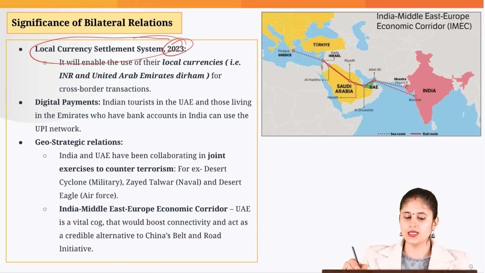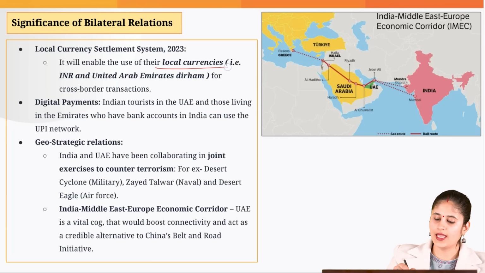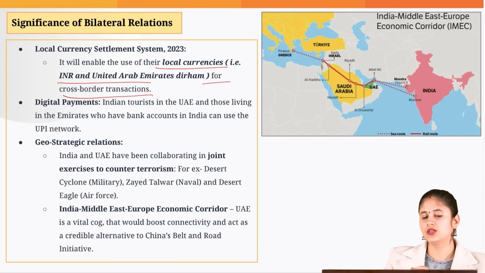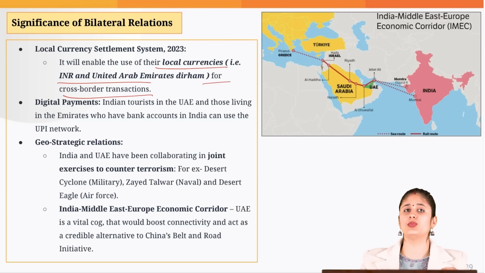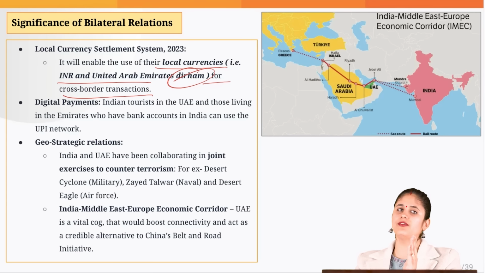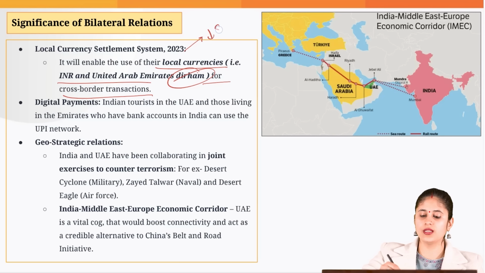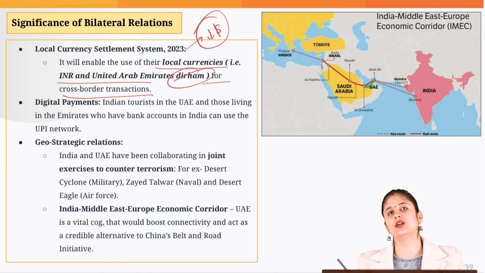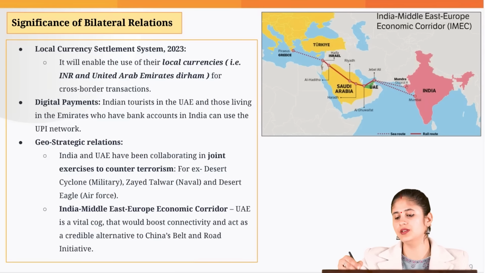What do we mean by this? So, under this, the 2 countries would be using their local currencies for doing the cross-border transaction. That means, if India is importing something from UAE, we will be making the payment in UAE dirham and vice versa if UAE imports something from India. This would help us in reducing our reliance on dollars. And this is also one of the steps towards internationalization of the Indian rupee.